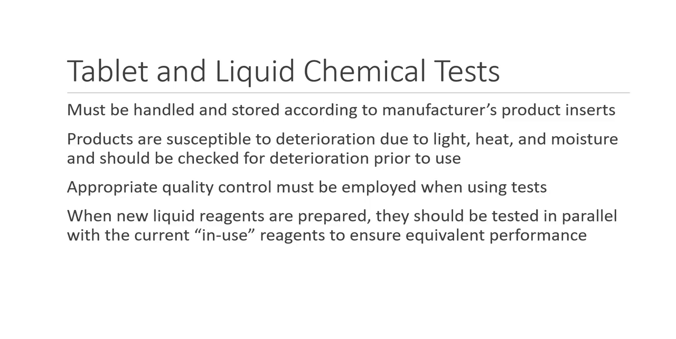Appropriate quality control must be employed when using these tests and must be done prior to using the material. And what most labs do is when a lot number comes in, somebody will go ahead and QC it because there's nothing worse than you run out of a reagent and the next lot number has not been QC'd and you've got a stat waiting to be done. So again, QC is very important. When new liquid reagents are prepared, they should be tested in parallel with the current in-use reagents to ensure equivalent performance. This is not as much a big deal in the urinalysis lab as it is in other parts of the lab.